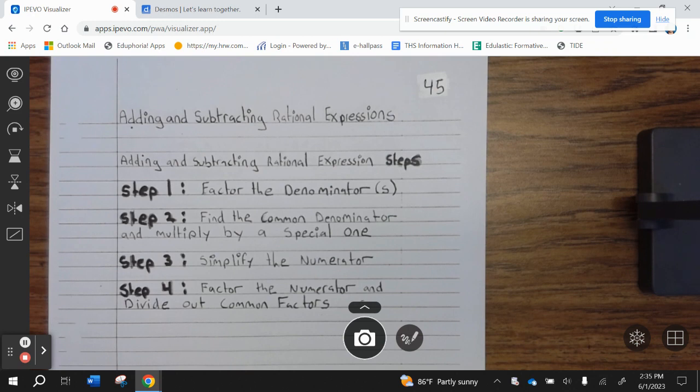Adding and subtracting rational expressions steps. Step 1, factor the denominator. Step 2, find the common denominator and multiply by a special one. Step 3, simplify the numerator. Step 4, factor the numerator and divide out common factors.